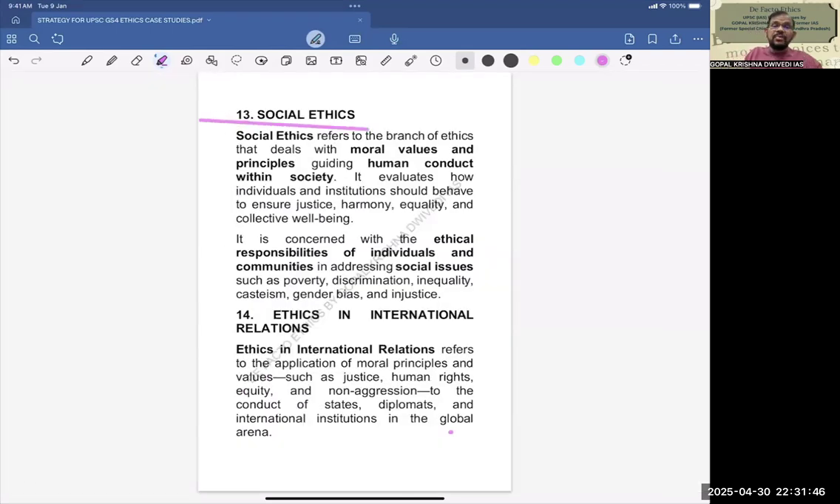Then next is social ethics. Social ethics refers to branch of ethics that deals with moral values and principles guiding human conduct within society. It is concerned with ethical responsibilities of individuals and communities in addressing social issues. So this also we should remember, and wherever such case studies are there, we need to apply that. Then ethics in international relations refers to the application of moral principles and values such as justice, human rights, equity, and non-aggression to the conduct of states, diplomats, international institutions in global arena, etc.